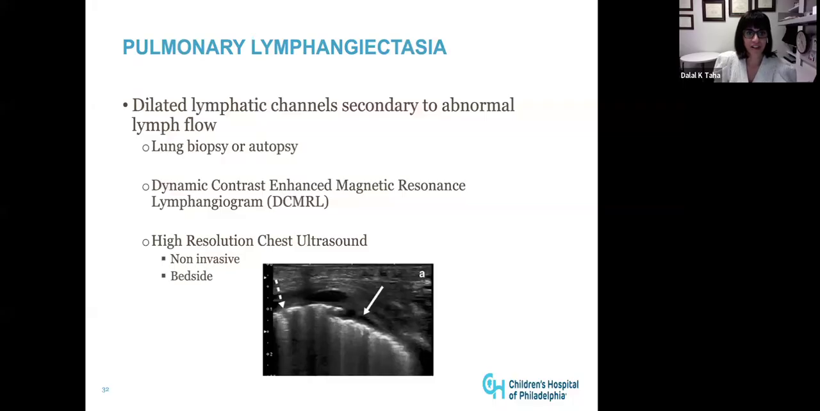So we talked about what pulmonary lymphangiectasia is already. Years ago, the only way we ever made this diagnosis clinically was from a lung biopsy or unfortunately on autopsy. But we can also diagnose it from DCMRL.